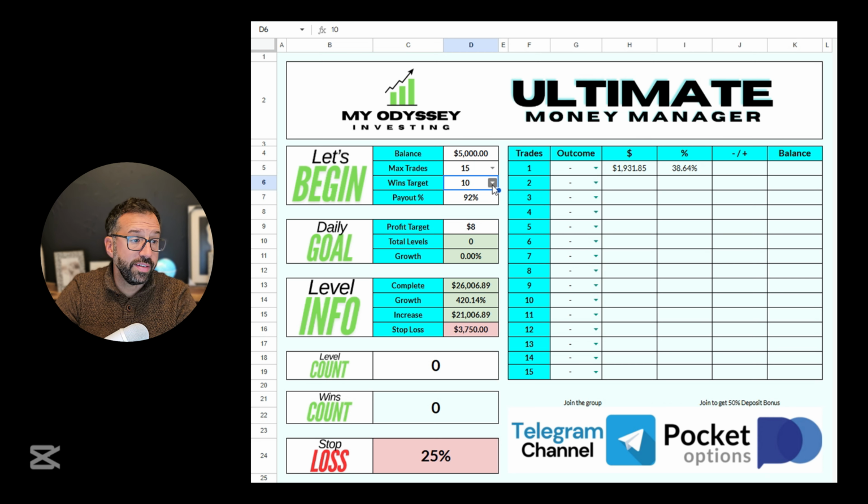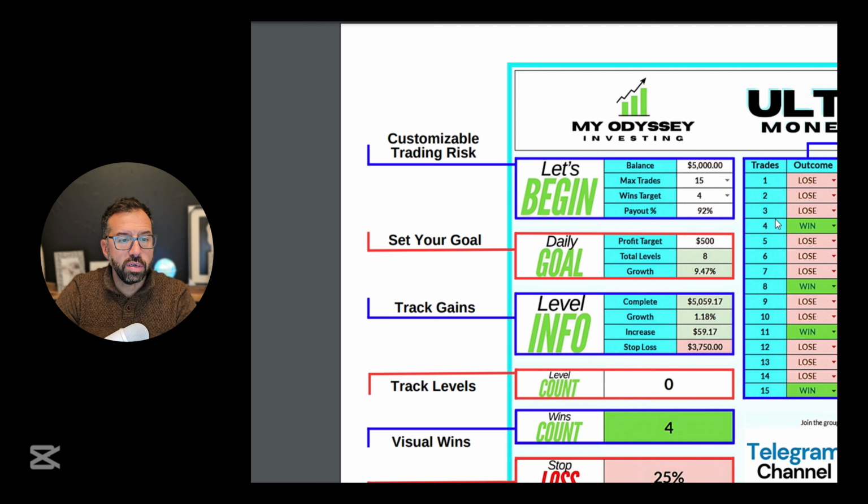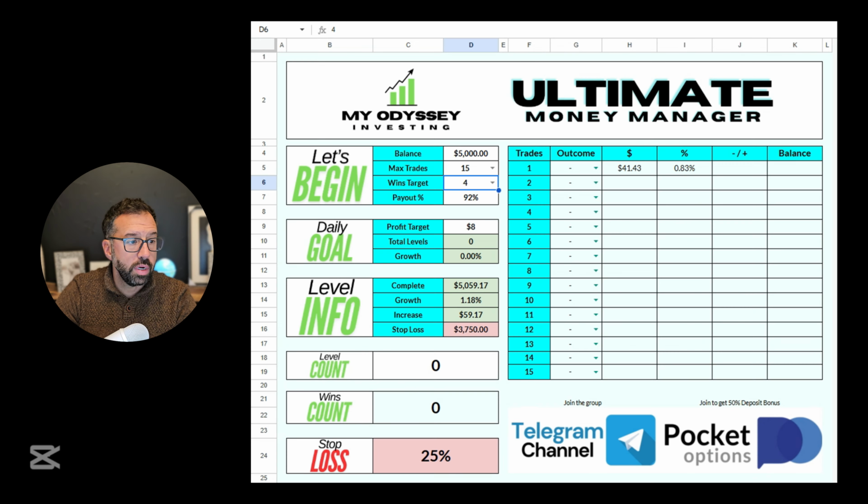You're going to win 10 out of 15. This is what this is saying. 2 out of 15. 4 out of 15. This is going to mirror what we just did. So I'm going to show you live how this works. 25% stop loss. All right. 1.18%. We're in Pocket Options. We go for our trade. Lose. It automatically fills in for you. Gives you the next dollar amount.